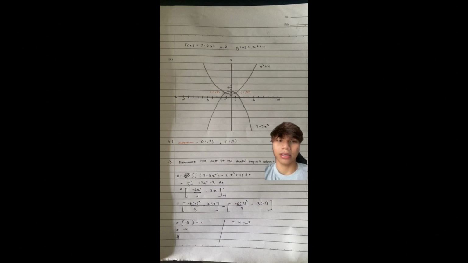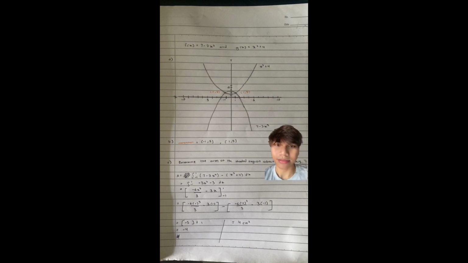A. This is the graph that I have crafted from the two functions. The first function is a negative smile, which is a sad face, and the other one, g(x) equals x squared plus 4, is a smiley graph.